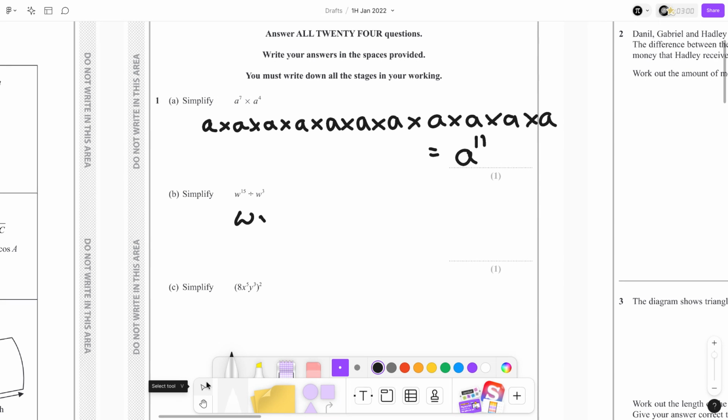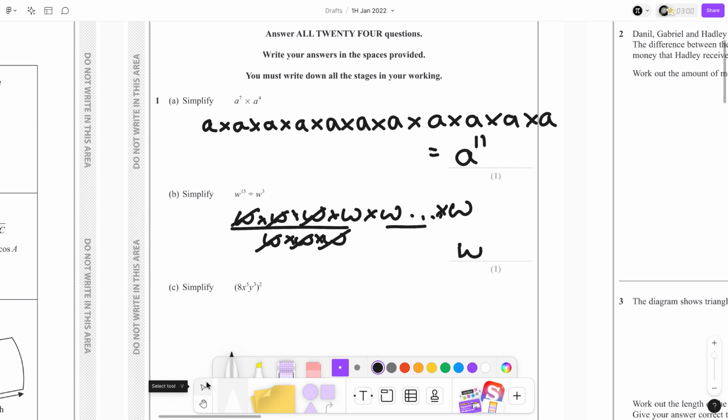The same with this one, w times w times w times w times w, not going to do all 15, times w, all over w times w times w. Well, with a fraction we can do the same to the top as the bottom, so we divide the top and bottom by w, again by w, and again by w. So these are all 1s on the bottom, and we're just 3 short on the top. So we've just got 12 on the top, so w to the 12. Again, we can just use that subtraction going forward.